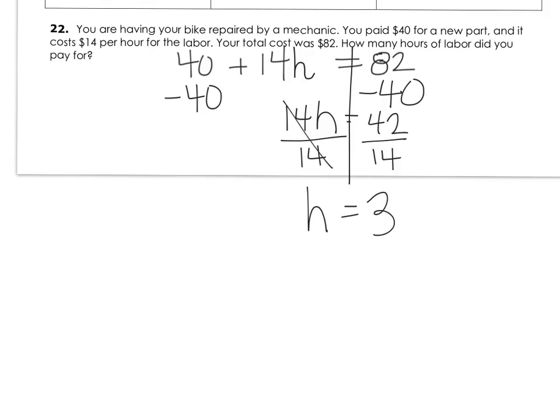And you get h equals 3, but I don't really know what that 3 means. It's 3 hours of labor. Labor doesn't mean having a baby in this instance. Labor means work. All right, so $40 for the part plus $14 times 3 hours of labor gives you $82 to pay for your bike.